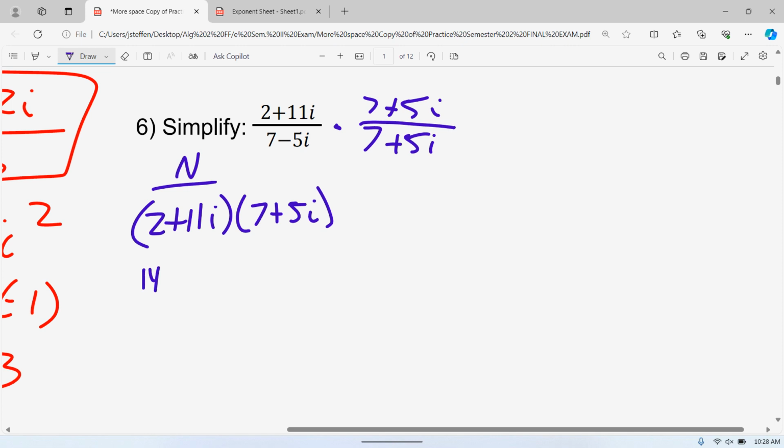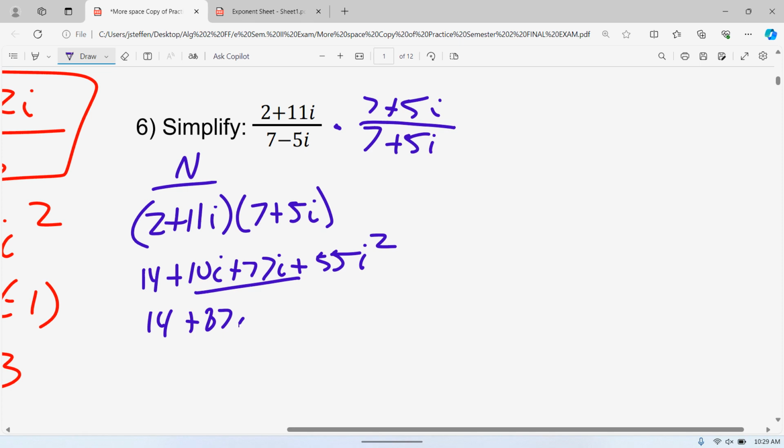So over here, I have 2 plus 11i multiplied by 7 plus 5i. 2 times 5i is 10i, and 11i times 7 is 77i. 11i times 5i is 55i squared. Just making sure I have all that right. Combining like terms, 10i plus 77i is 87i. The 55i squared is now negative 55 because the i squared is negative 1, and 14 minus 55 is negative 41, plus 87i.